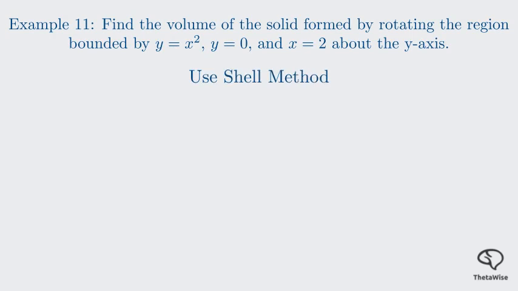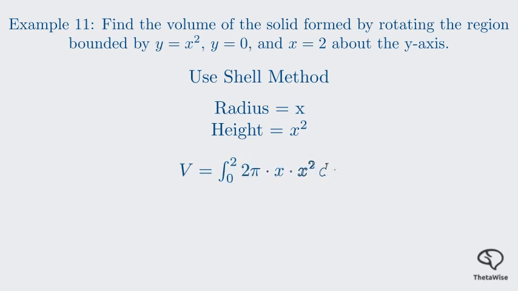For a vertical shell, the radius is the distance from the y-axis to the shell, which is x. The height of the shell is the height of the region, which is y equals x squared. The radius is x, and the height is x squared. The region extends from x equals 0 to x equals 2, so our integral is from 0 to 2. The volume is the integral from 0 to 2 of 2 pi times x times x squared dx.